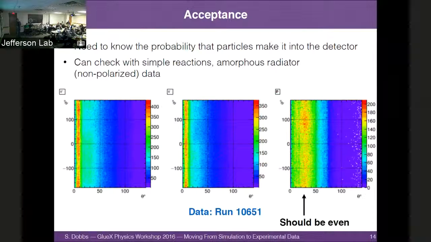So we've been talking a lot about measuring things like these spin density matrix elements. There we have a diamond radiator to create this partially polarized beam. But we also have some amorphous radiators. They're just pieces of aluminum, and so those have a much simpler spectrum and none of these polarized effects.